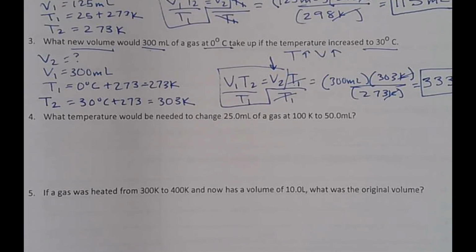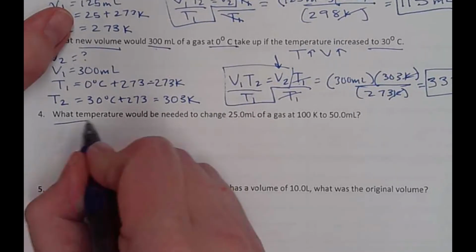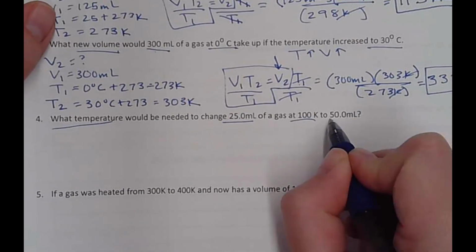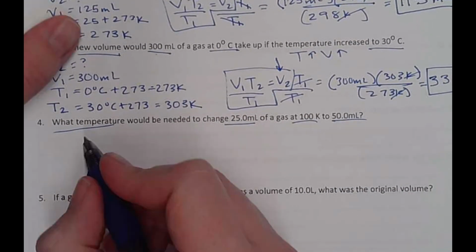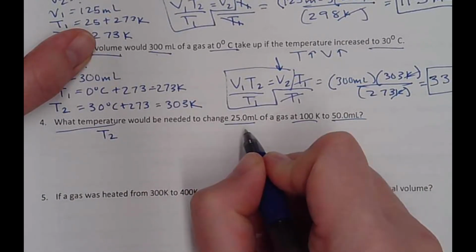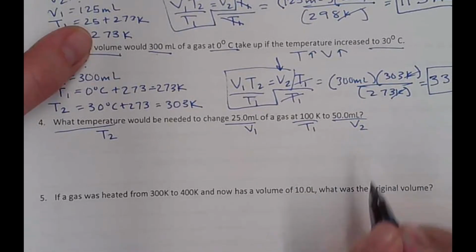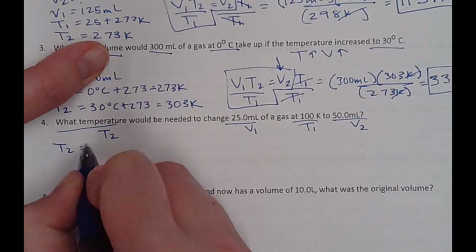Okay, it says, what temperature would be needed to change 25 milliliters of a gas that's already at 100 Kelvin to 50 milliliters? So I'm looking for a new temperature. I have a volume and a temperature, and I'm changing it to a new volume of 50. So T2 is what I'm looking for.